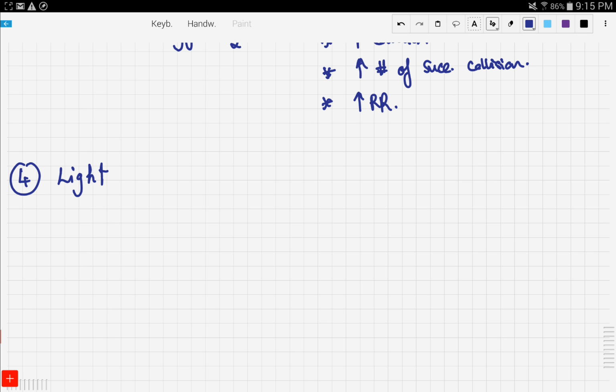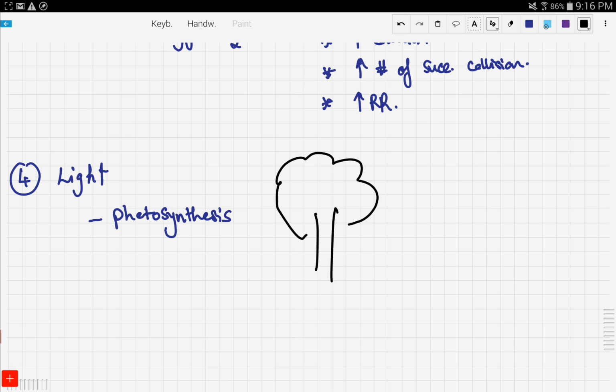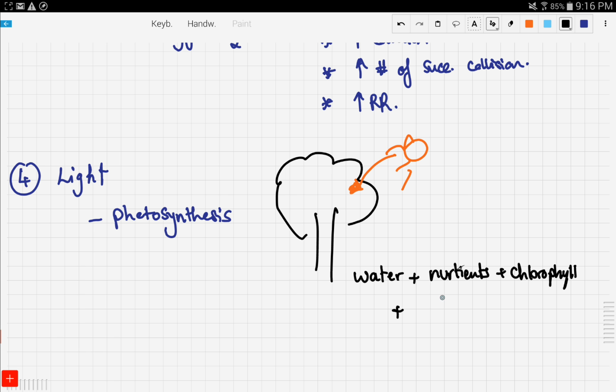Well, consider photosynthesis, which is a reaction that occurs every day in the lovely trees. Okay, let's see this lovely tree right here, and there's sun rays hitting the tree. Here, there's a reaction that involves water, plus some nutrients from the soil, plus chlorophyll, which is the pigment responsible for the green color in the leaves, plus sunlight.